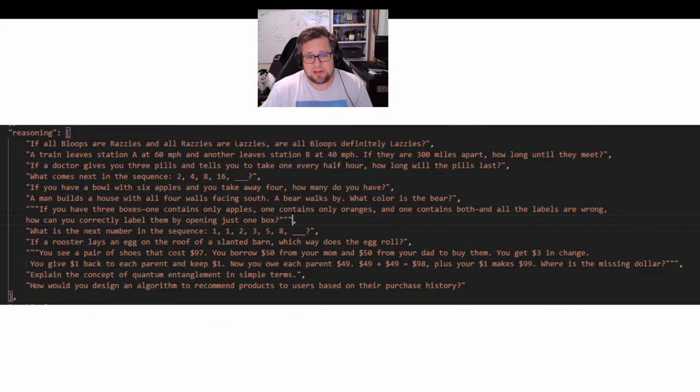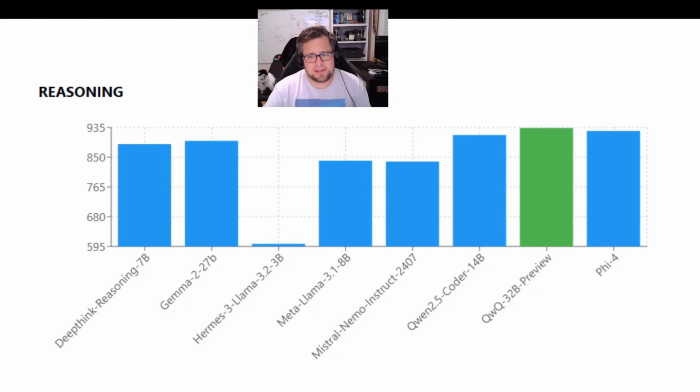I went to reasoning. So I did everything from basically designing an algorithm to explaining concepts to, if you've got a bowl with 6 apples in it and you take away 4, how many do you have? So it had to work through some stuff. And ultimately on this one, I assumed the QwQ model was going to do the best. And it did, but surprisingly, not by that much better than Phi 4 and Qwen 2.5 Coder 14B.